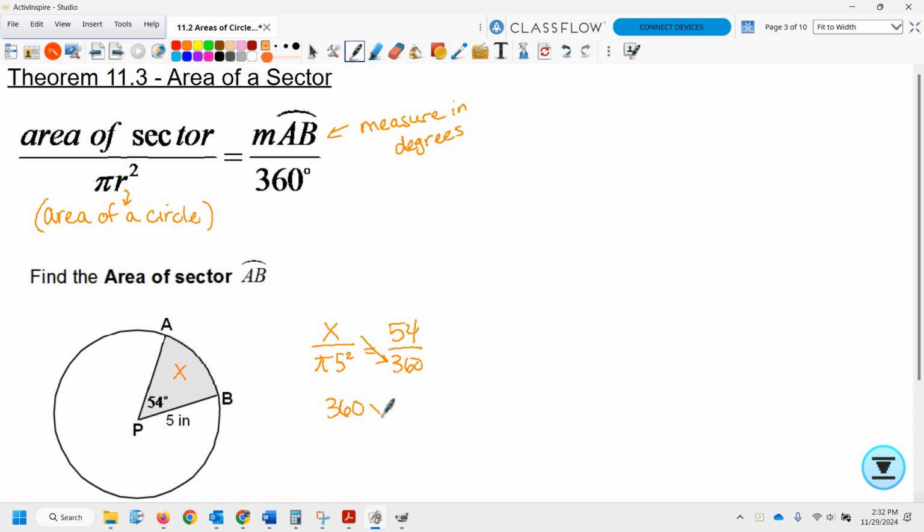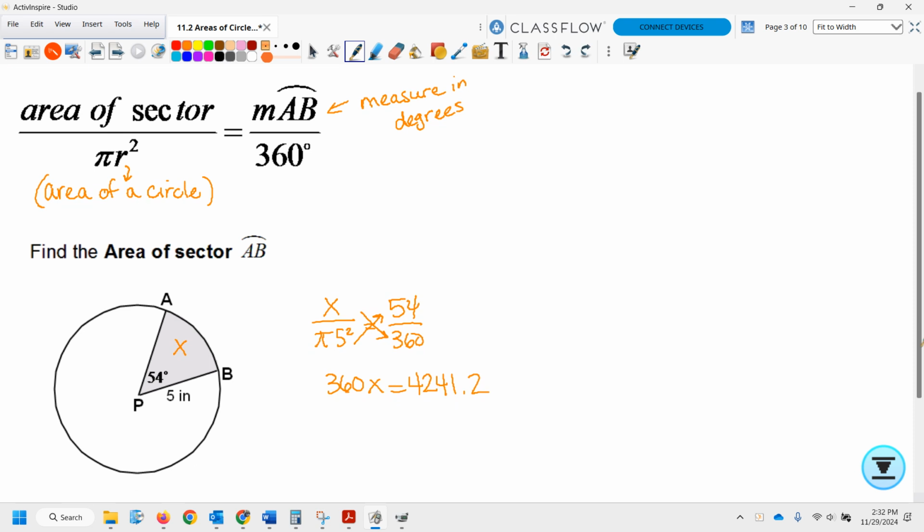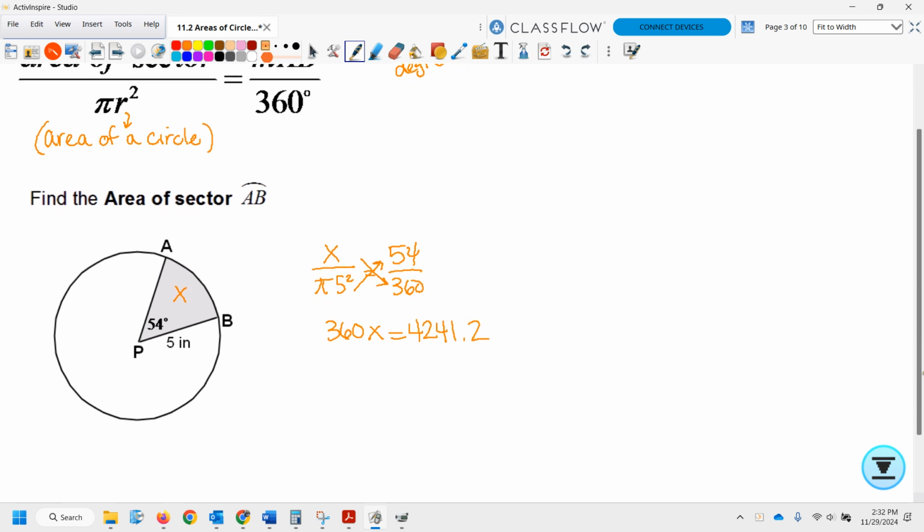360x. When I cross multiply this way, well, pi times 5 squared times 54, and round to the nearest tenth. That gives me 4,241.2. Please make sure you can put this in your calculator so you know how to do it. If you don't have a calculator by now, that's your own fault. You should have one, because I've been saying it all semester.